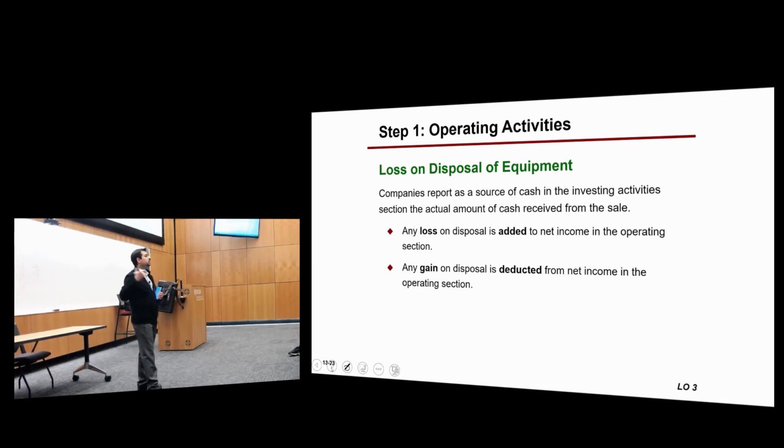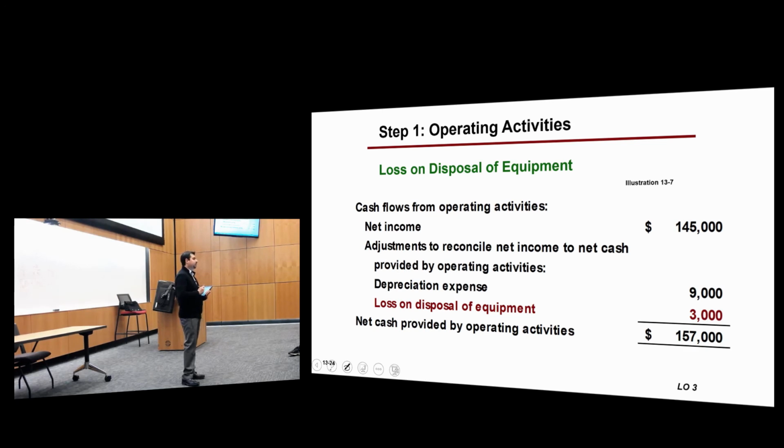But because this is part of investing or financing, depending on what you're selling and buying, if it's a loss, it has to be added back. If it is a gain, it has to be subtracted from net income. So here we have a loss, so we add it back. Okay?